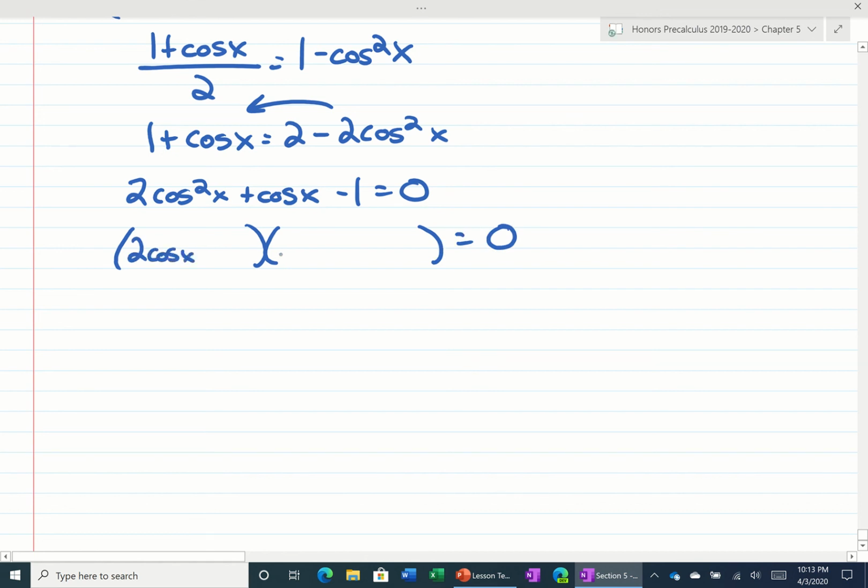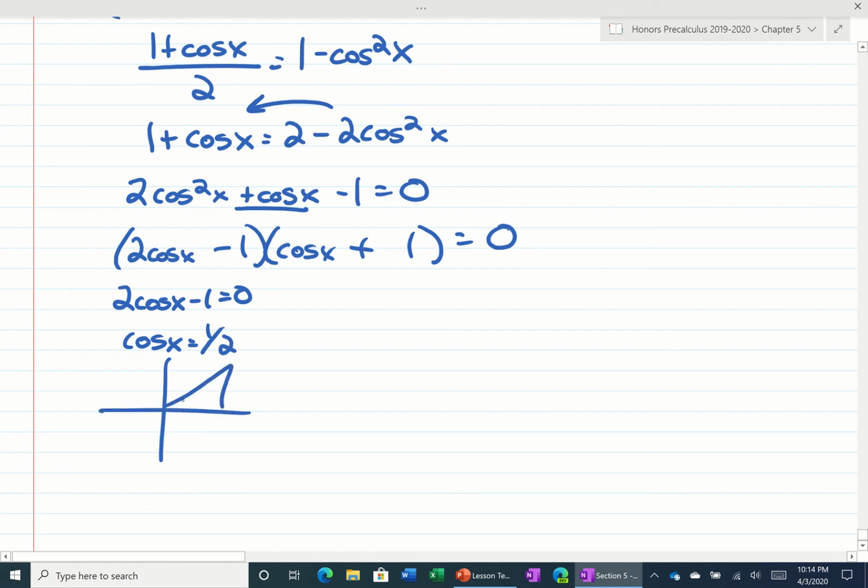This would be 2 cosine of x. This would be cosine of x. 1 and 1. We have to get positive in the middle. We would need a positive 2 here and a negative 1. What angles would give us 2 cosine of x minus 1 equal to 0? Or when is cosine equal to 1/2? We've seen this a few times. That happens at 60 degrees and at 300. 300 would be 5 pi over 3.